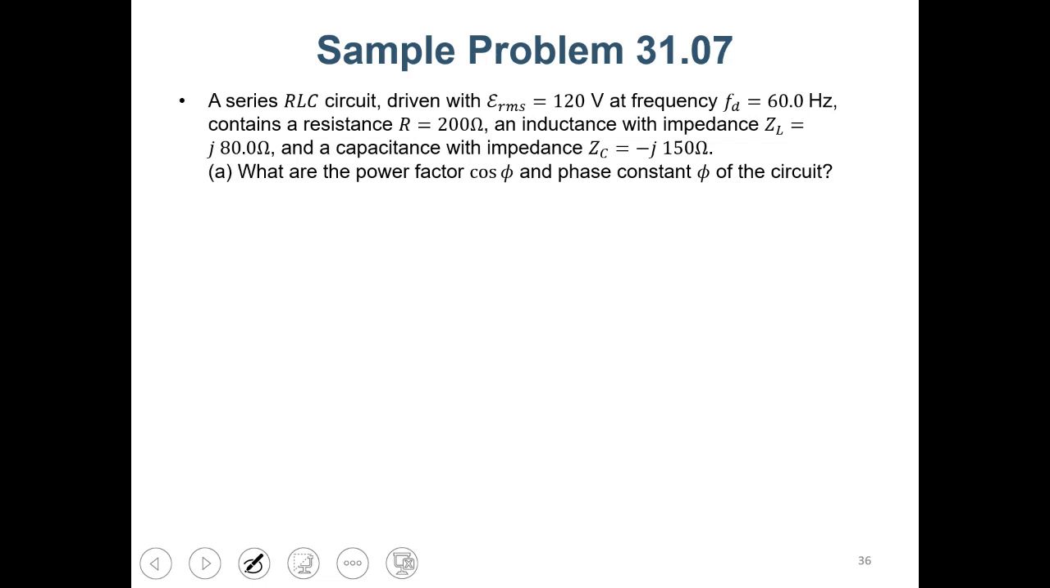So we have a sample problem. With an RLC circuit, E RMS is like this, and the resistance and reactances are given. What is the power factor, cosine phi, and the phase constant phi of the circuit?